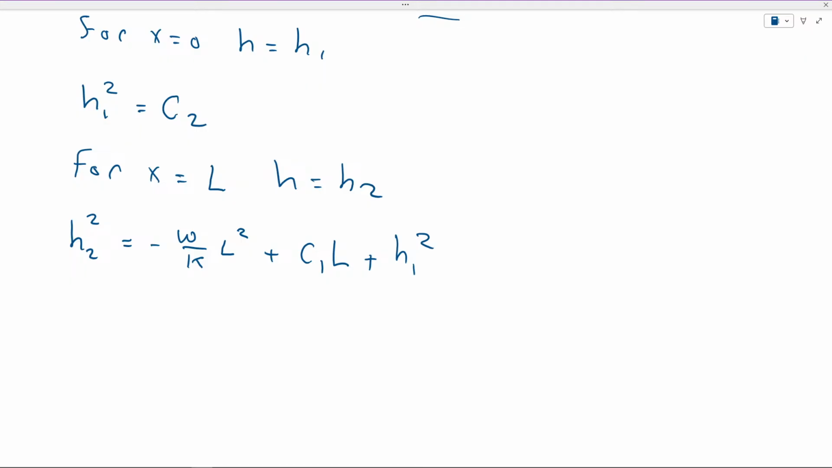So can I do something here? Yes, I can do something here. Minus h1 square plus w over k L square, that is equal to C1.